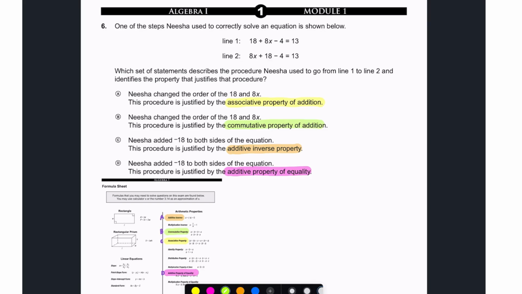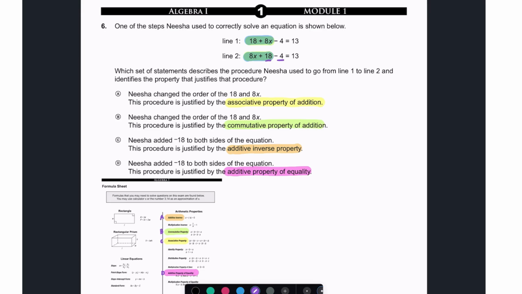So it shows line 1, there was 18 plus 8x, and then in line 2, what she did was she rearranged that. She took, I'll use a different color, something I didn't use yet. She took her 8x and her 18 and swapped them so that she can have her constants, 18 and that minus 4, side by side, so she can then, hopefully in the next step, combine them.